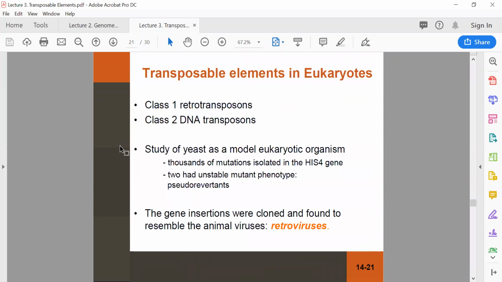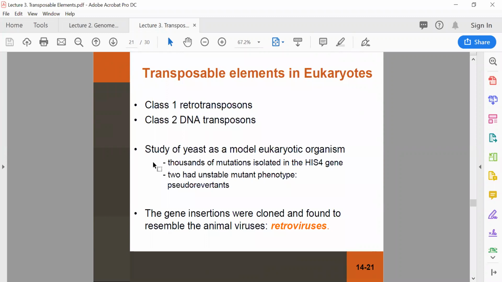All right, so far what we've been looking at are termed class 2 DNA transposons. Class 1 transposons are very different. They are actually termed retrotransposons. And we need to go back to some early studies that were done in eukaryotes, where they used yeast as a model eukaryotic organism.